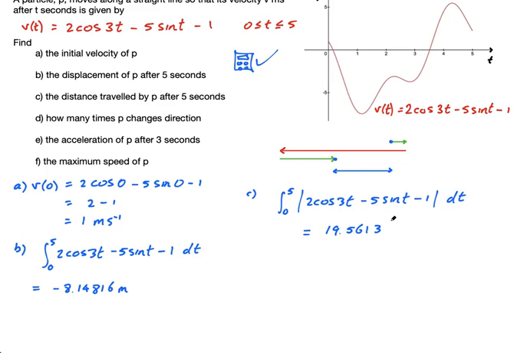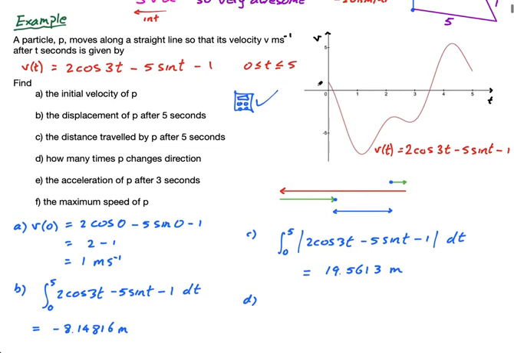Okay, next one, C, D. And that's meters, and that's the total distance that he's traveled. D, how many times does P change direction? So remember, this is our car and we're going into reverse. Now look, the common incorrect answer here, as you can imagine, would be 1, 2, 3, 4. He changes direction 4 times.